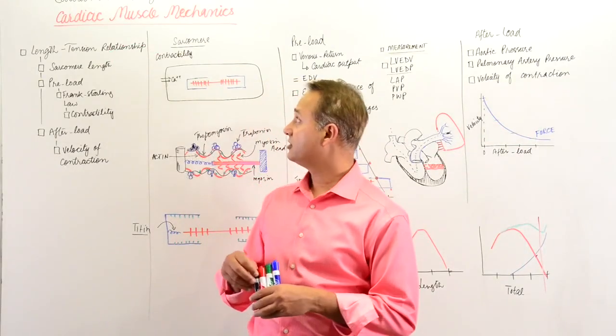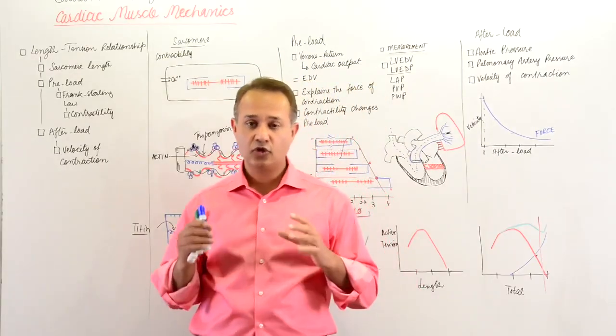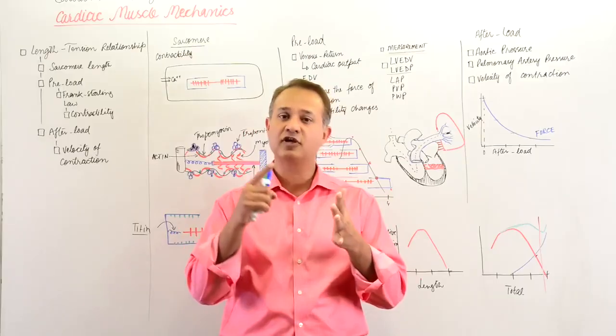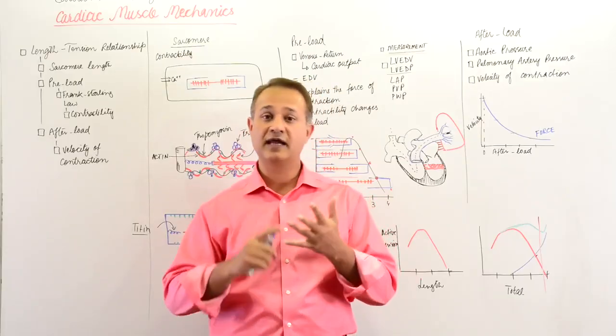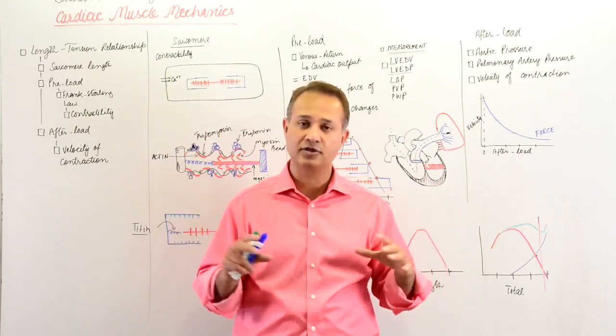Guys, we're talking about the cardiovascular system, the cardiac muscle mechanics. This lecture is about the preload and afterload. You know that to measure the heart's performance, we have 5 parameters: heart rate, conduction velocity, the preload, afterload, and contractility. We have done the other things, and now this lecture is about the preload and afterload.